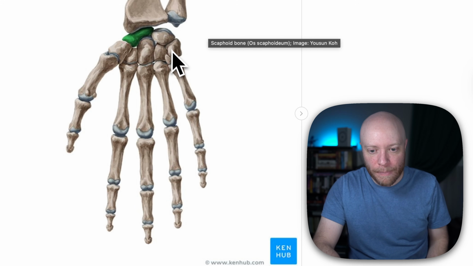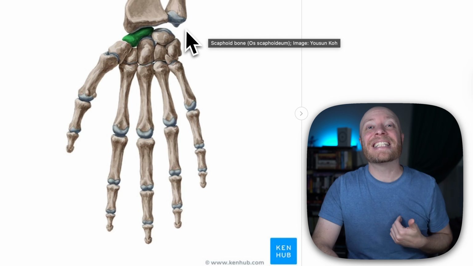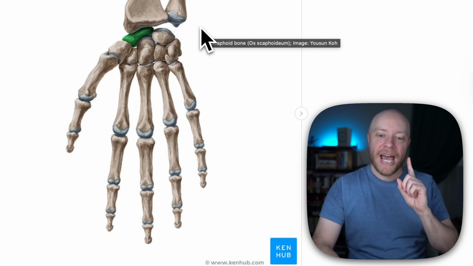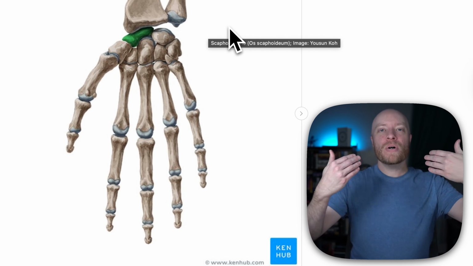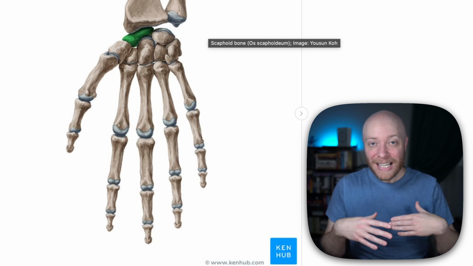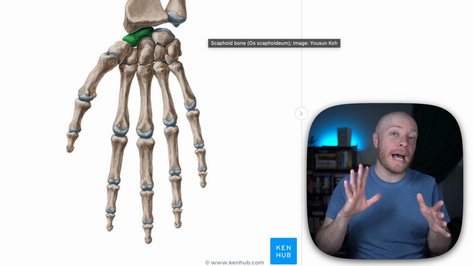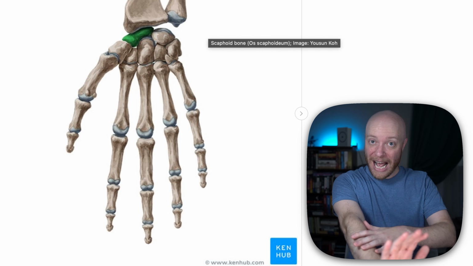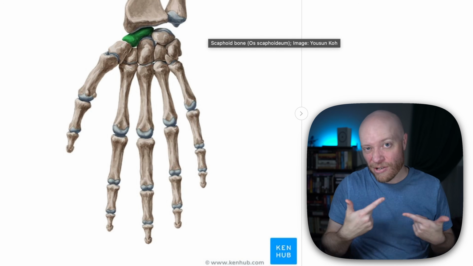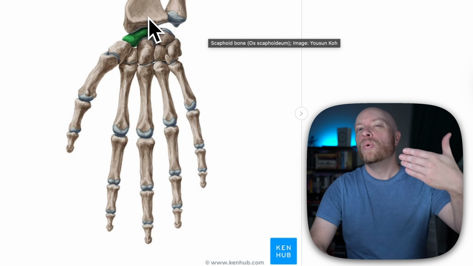So we are looking at the proximal row right here, and the first one is the scaphoid. The scaphoid is the most likely carpal bone to be broken. If you do actually break your wrist, this is probably what you broke. This typically happens because you're falling on an outstretched hand, landing, and the pressure just goes right to it, because this is the one that is directly articulating with the radius.